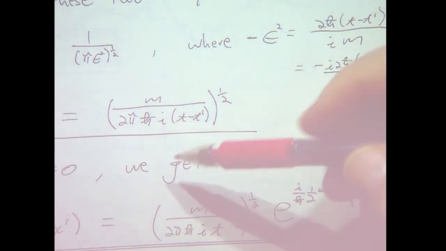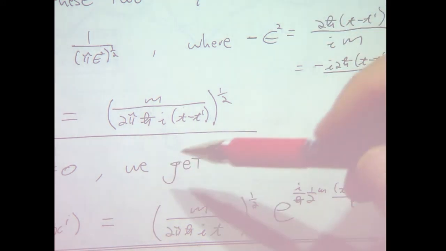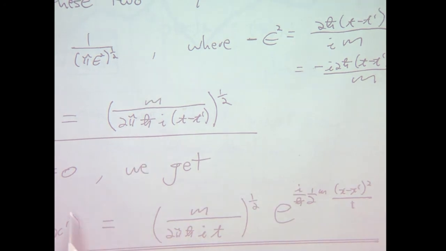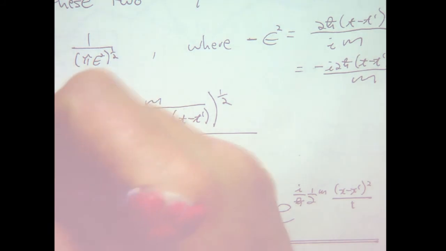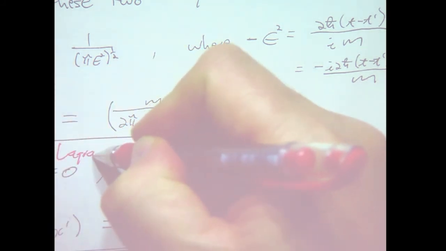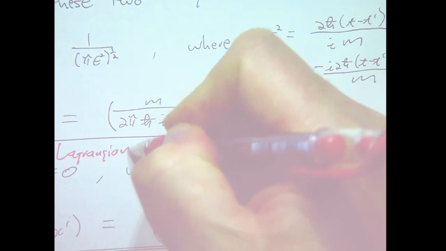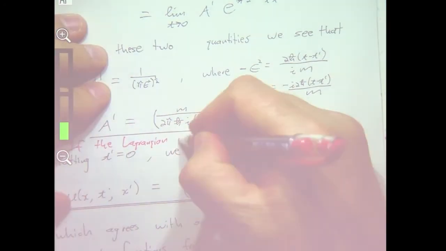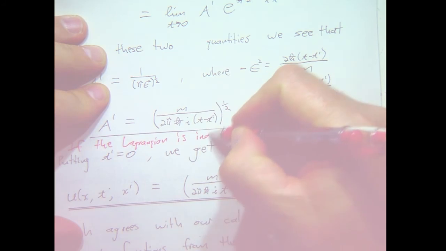Now we'll put t prime equal to 0, which we can do if the Lagrangian is independent of time.